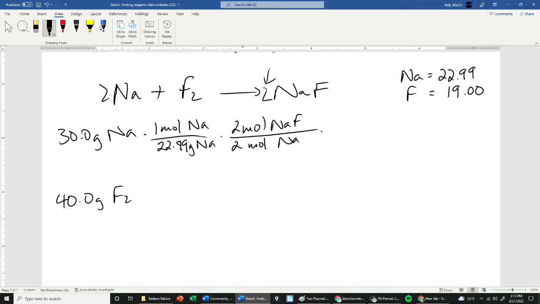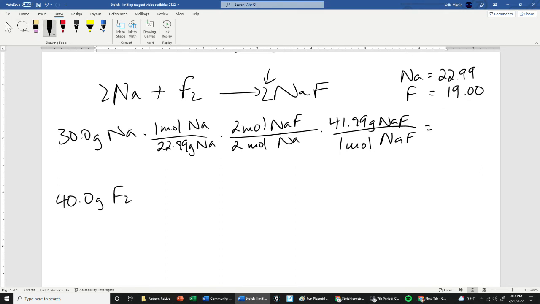Now the molar mass of sodium fluoride, which is going to be 22.99 plus 19, is 41.99. So add these together, it's 41.99 total, and I put that on top here. So this time I put the 1 mole on the bottom, and I'm just going to get rid of this side, a little more space here.